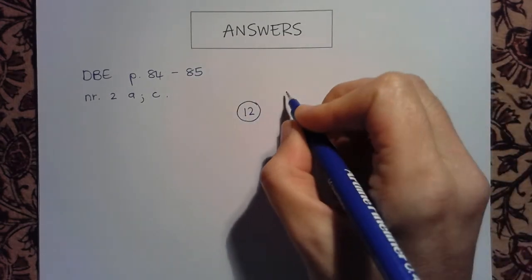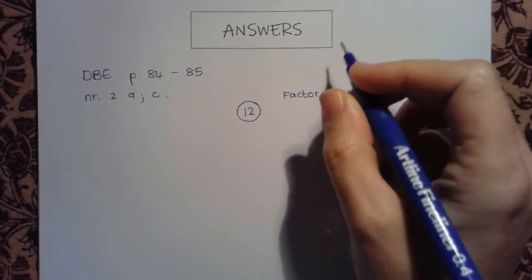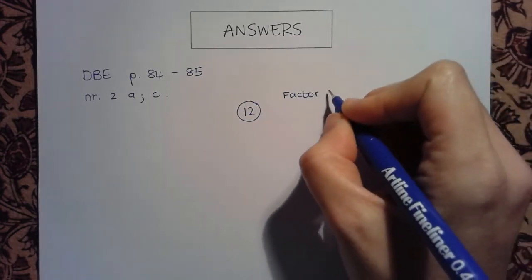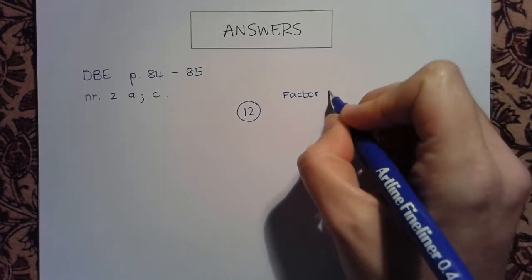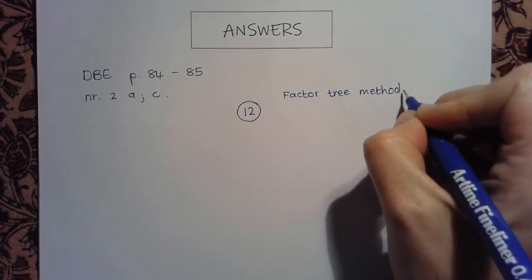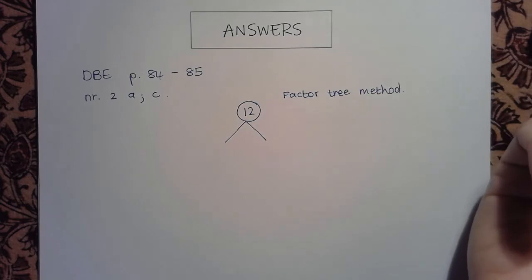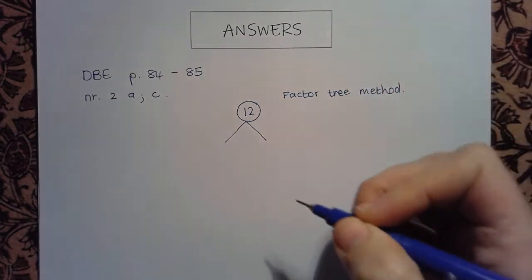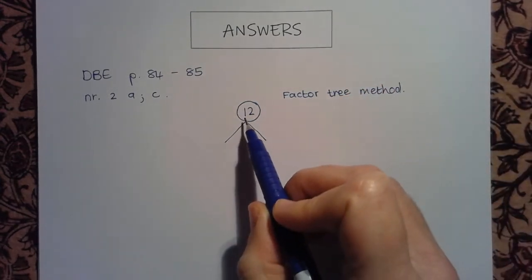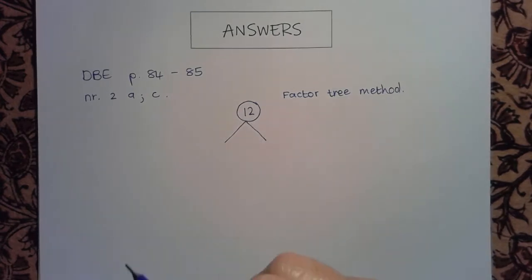Okay. So this is called the factor tree method. So what it means is you are breaking up the number, and it's like branches of a tree. So it splits up like that. Okay. So you need to think of two numbers, two factors that multiply with one another to equal 12. So you can think of 2 times 6 or 3 times 4.